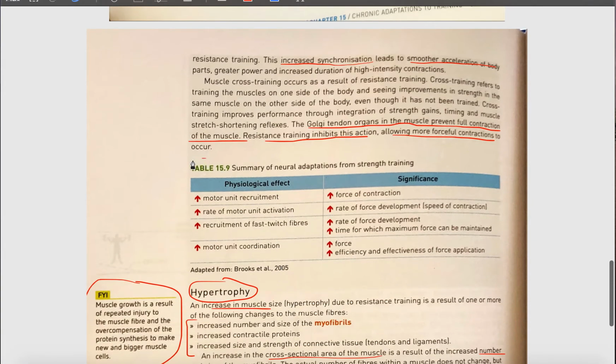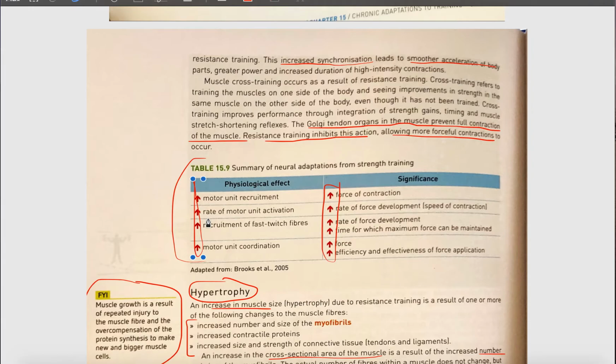Feel free to pause the video and have a look at that table about what increases and what decreases, but anyone who's very, very intelligent, which I know you all are, can look straight away and see that nothing decreases inside the muscle with resistance training.